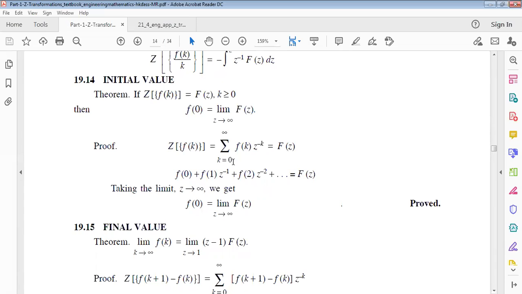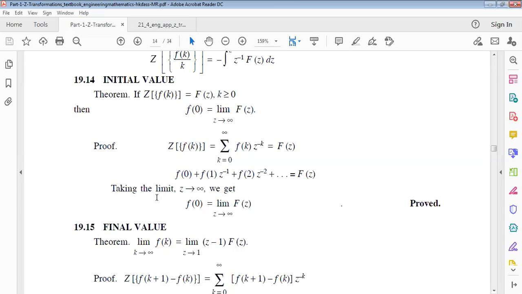Now, summation k equals 0 to infinity f(k) z to the minus k is actually the definition of z transformation. So this summation can be written as f(0) plus f(1) z inverse. After putting the value k equals 0, we get f(0). Okay. If k equals 1, then second one. If k equals 2, then third. In this way, the whole series can be written as equal to F(z).